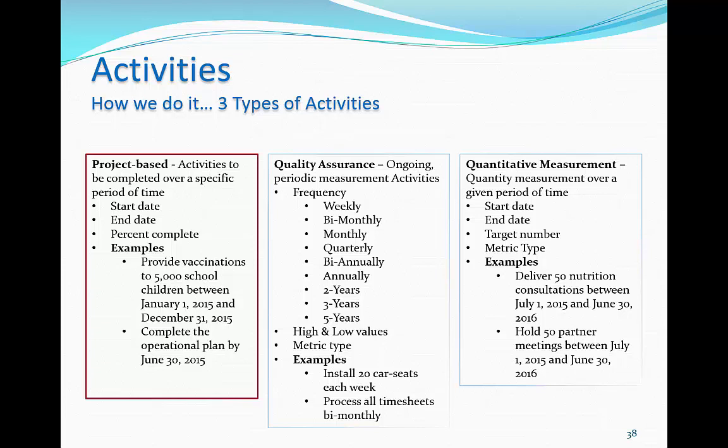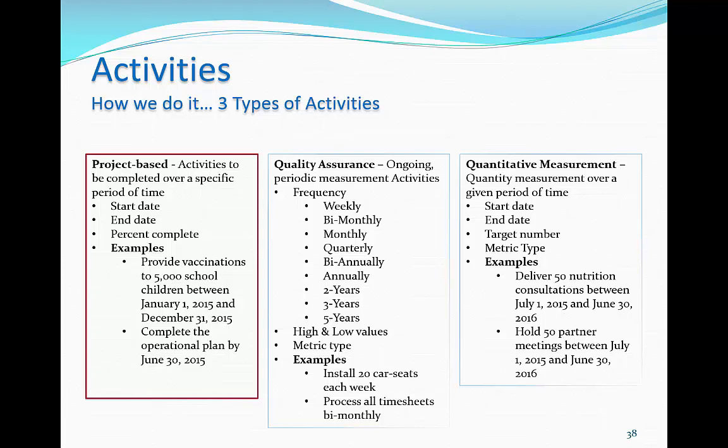An example of a project-based activity might be to provide vaccinations to 5,000 school children between January 1st, 2015 and December 31st, 2015. The start date is January 1st, the end date is December 31st. If the current date is June 30th and 2,500 school children have been vaccinated, the percent complete would be 50%, right on track. As the dashboard was being implemented, we realized that there were other types of activities which had to be entered in the system.